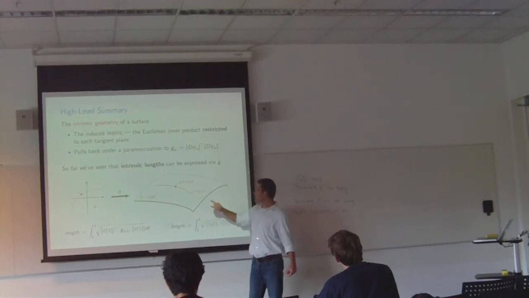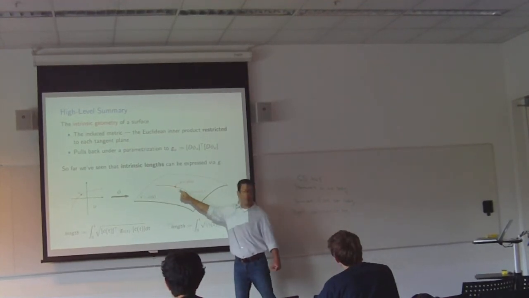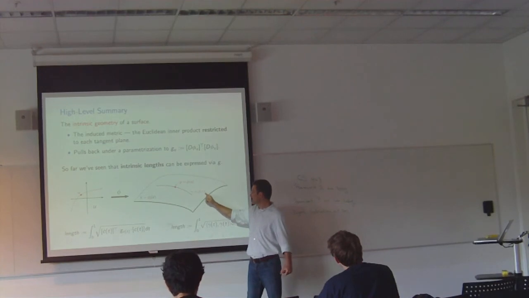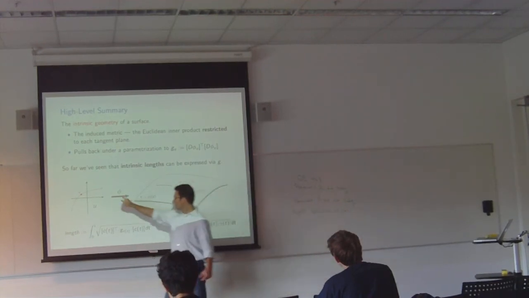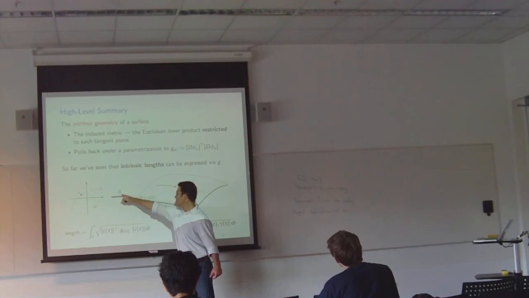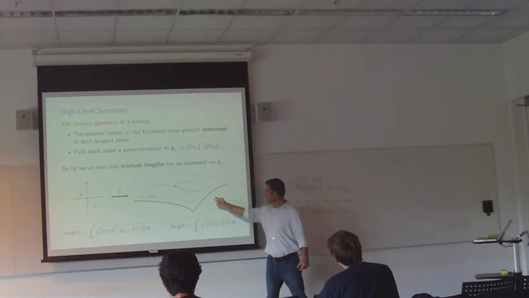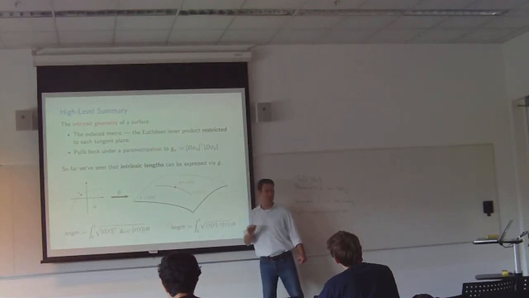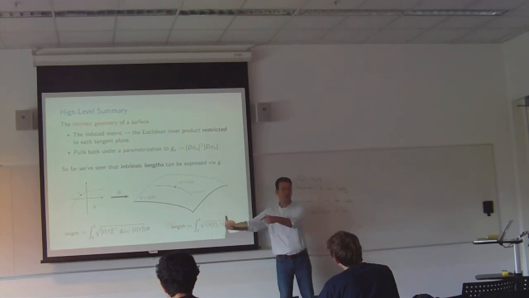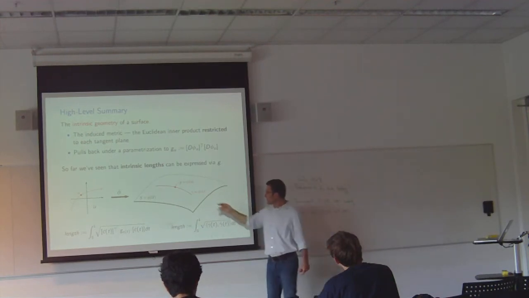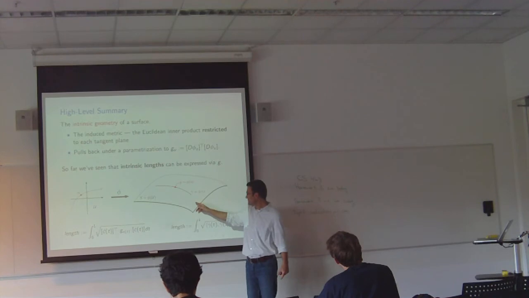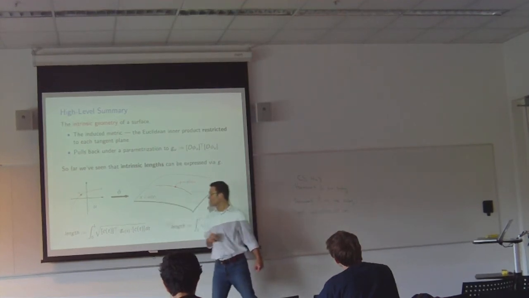And I've written this curve in two ways. I've written it as gamma, which is the curve in the surface. And then I'm also writing it as c, which is a curve in the parameter plane, but pushed forward under phi. So in other words, I'm writing gamma as phi composed with c. It takes the curve c and moves it forward. So I've got the curve written in two different ways, one on the surface and one in the parameter plane.